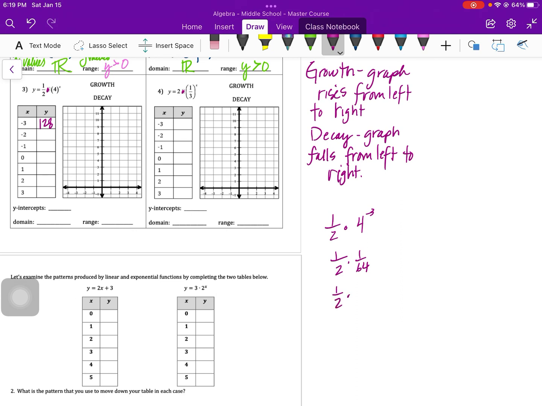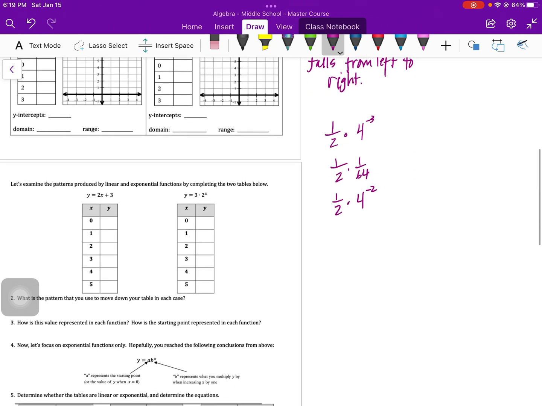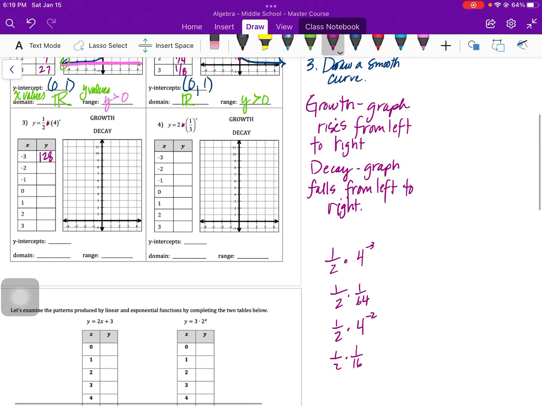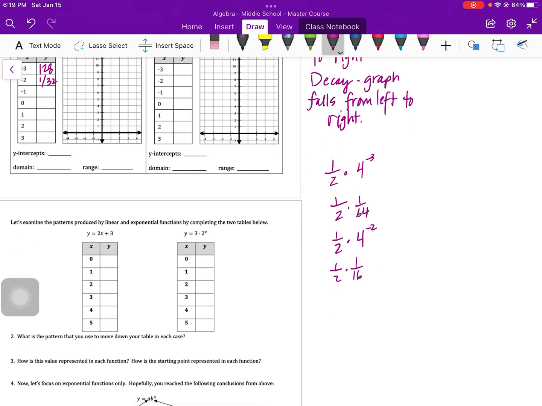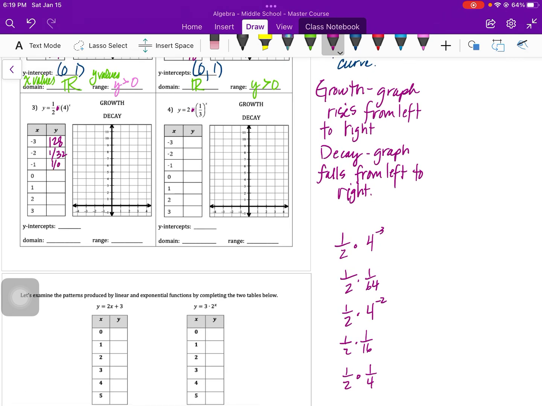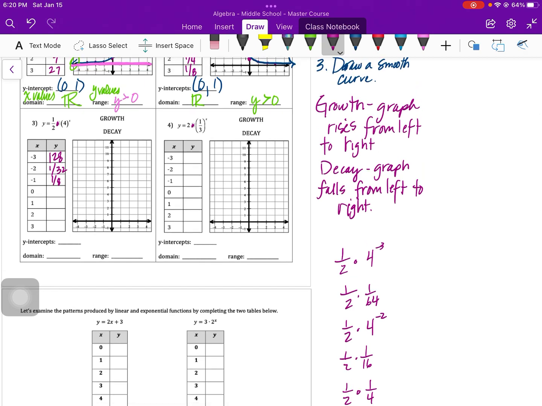Then we have 1/2 times 4 to the negative second. 1/2 times 1 over 16 is 1 over 32, since 2 times 16 is 32. And then 1/2 times 4 to the negative first is 1/2 times 1 over 4, so that's 1/8. Then it'll get easier from there. For 4 to the 0 power, you have to remember order of operations here. I've been evaluating the exponent part of the function first and then multiplying by 1/2, because exponents come before multiplication. So 4 to the 0 power is 1, and 1 times 1/2 is a half.